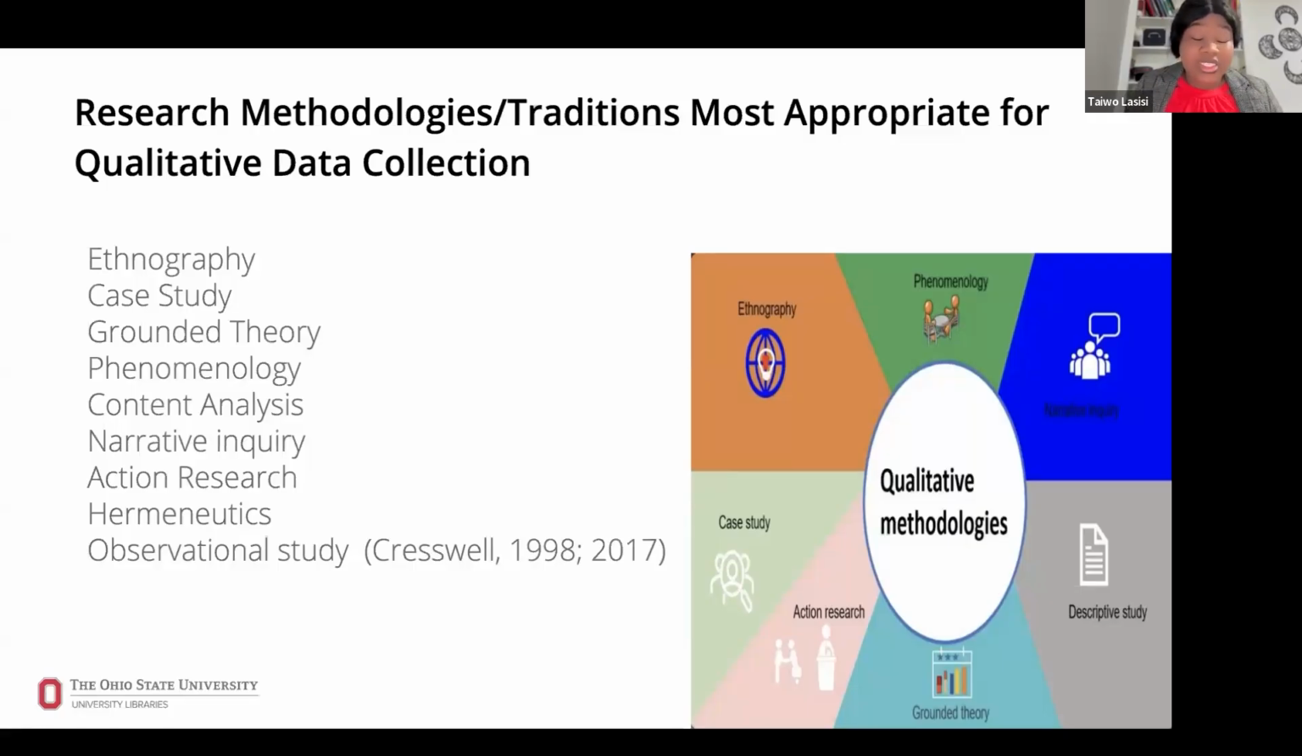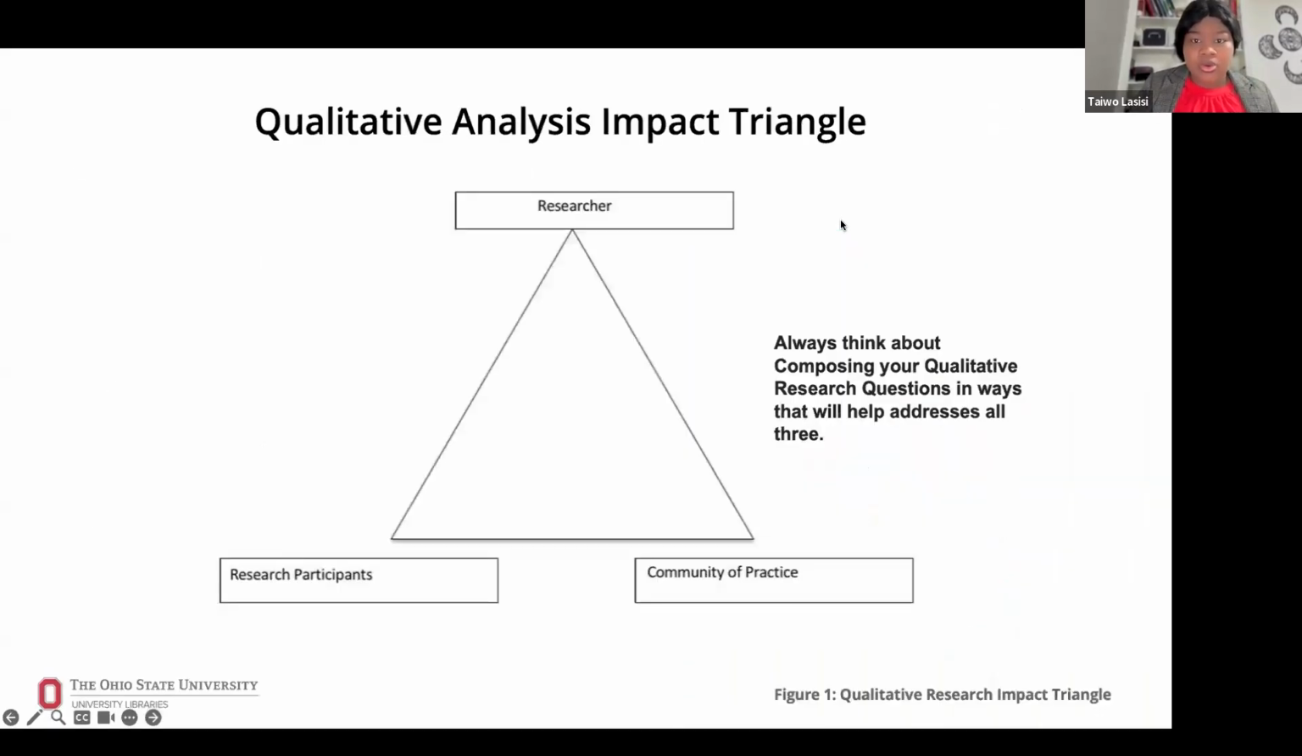When you're thinking about qualitative research, you can either go through ethnography, that's when you're thinking about knowing more about the culture. You can think about a case study if you're thinking about a particular case, a particular event, and you want to make it a case study. And think about phenomenology, content analysis, action research, hermeneutics, observation study. There are more of them, grounded theory, there are different ones that you could explore.